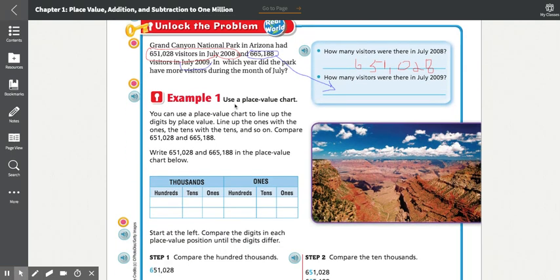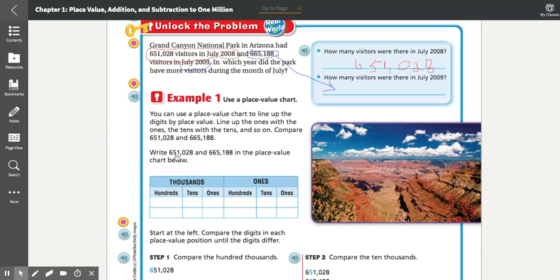Example 1. We can always use a place value chart to compare these two numbers. You can use a place value chart to line up the digits by place value. Line up the ones with the ones, the tens with the tens, and so on. Let's compare 651,028 and 665,188. Write 651,028 and 665,188 in the place value chart below. And this will help us to compare these two numbers.